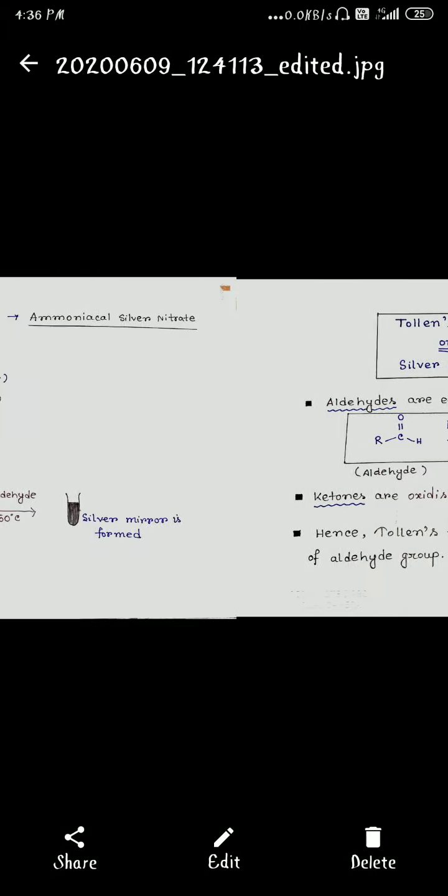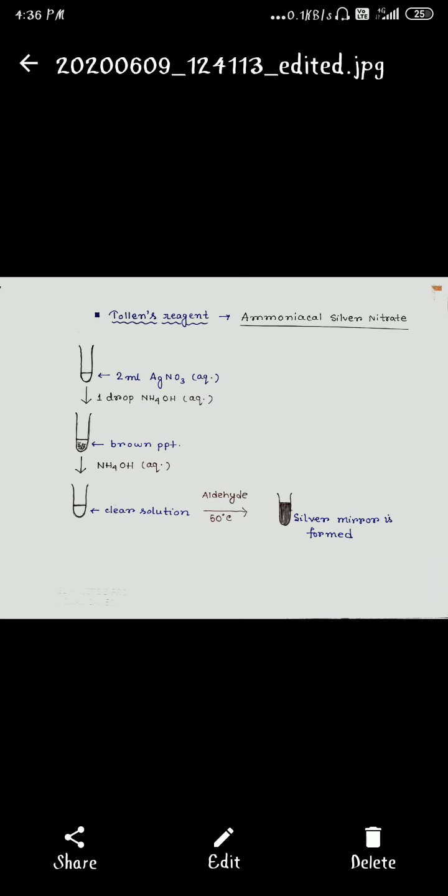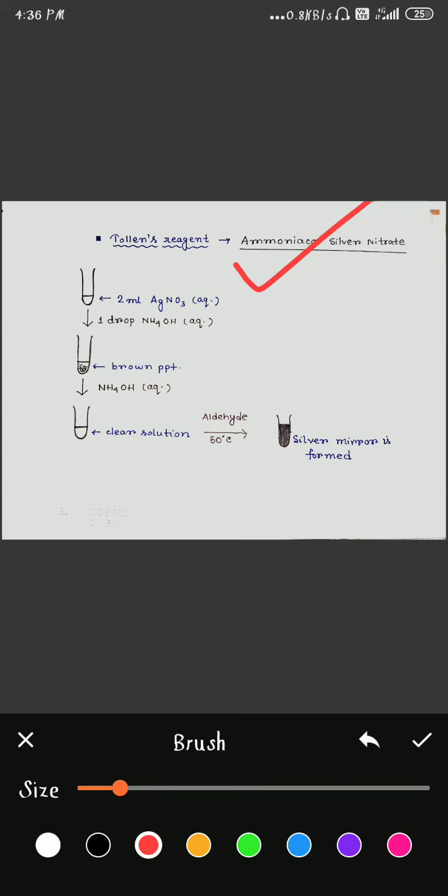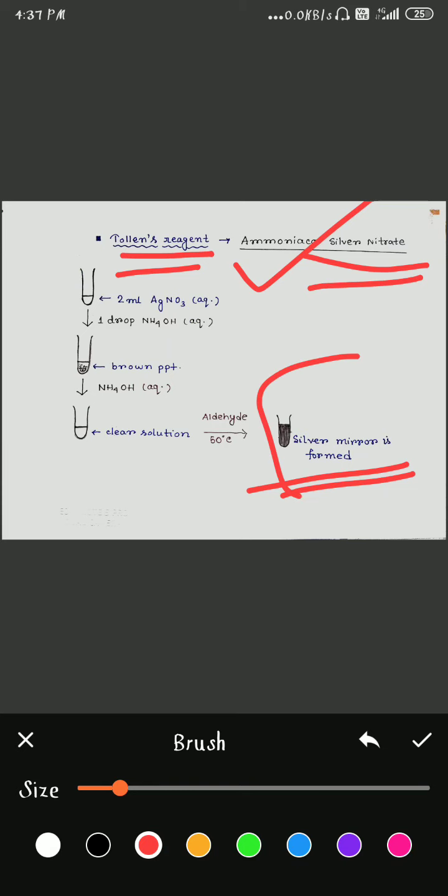Now, what is the Tollens test and what is the Tollens reagent? Tollens reagent is ammoniacal silver nitrate, that means ammoniacal AgNO3. How can we prepare this ammoniacal silver nitrate, or Tollens reagent, and then how could we prepare the silver mirror?